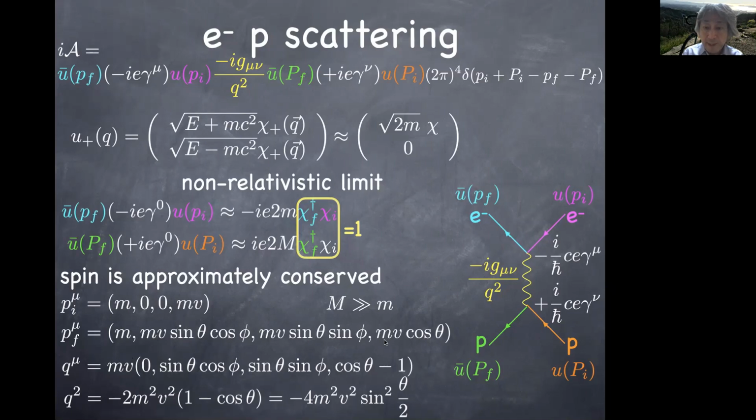For the z component, I have mv cosine theta for the final state, but mv in the initial state, that's why I end up with cosine theta minus 1 times mv up front. Does that answer your question, Sahil? Yeah. You just applied it to the electron-positron vertex.